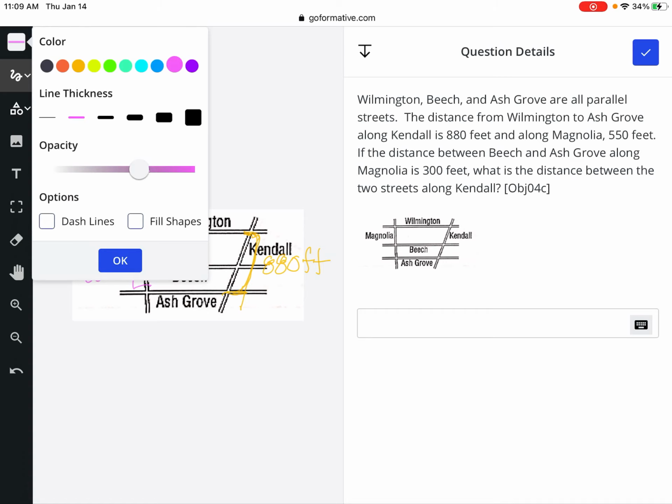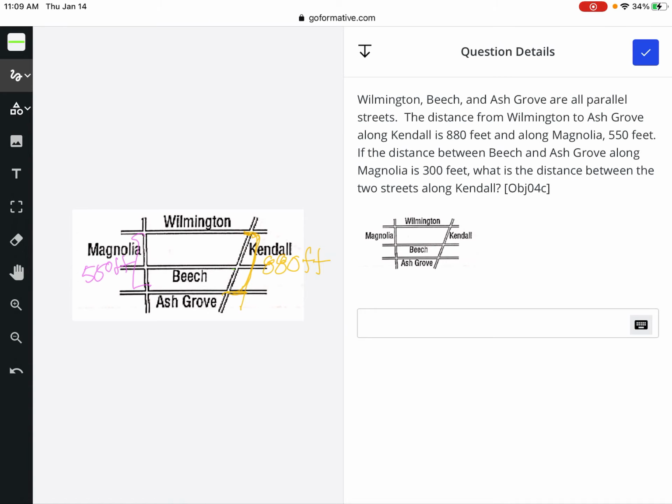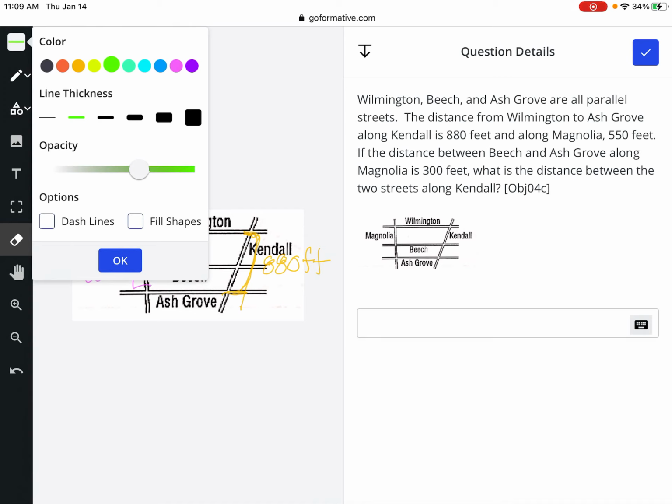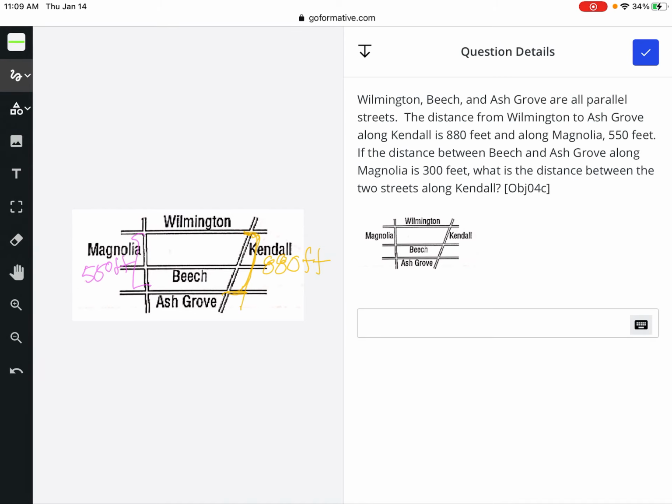If the distance between Beach and Ash Grove, this distance right here, is 300. It says, what is the distance between the two streets along Kendall? Okay, and so what we're trying to find is this one right here, between Wilmington Beach on Kendall. Oh, wait, sorry, that's Magnolia. Just mislabeled it. Okay, sorry, I put that over in the wrong place. This is 300. We are trying to find this distance here.